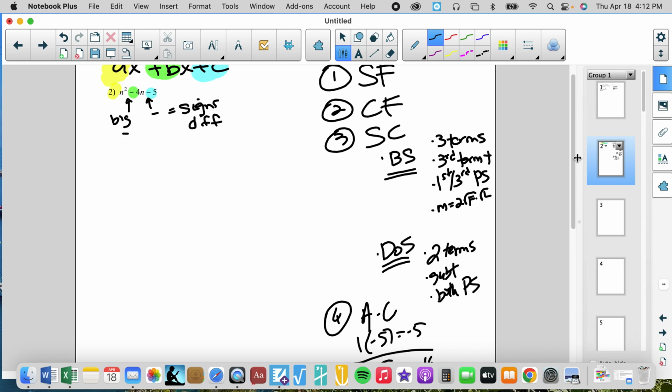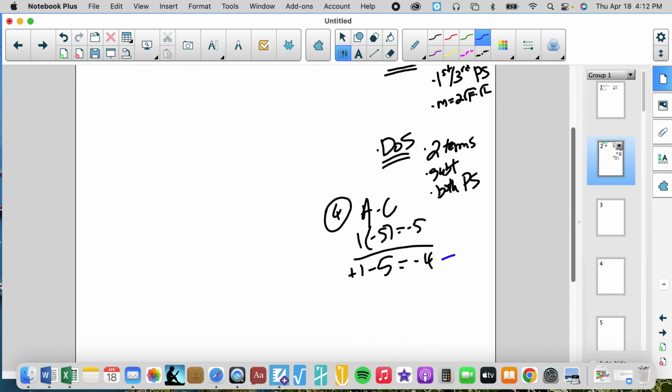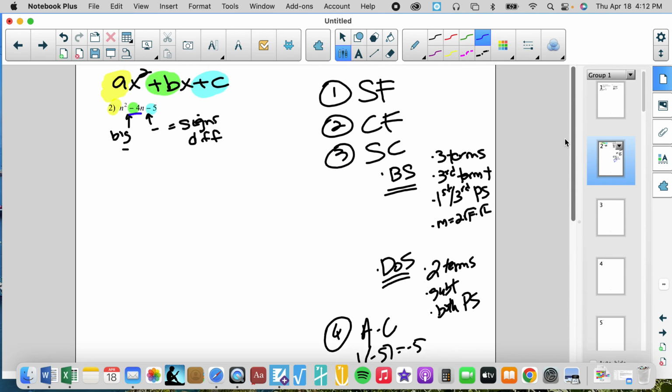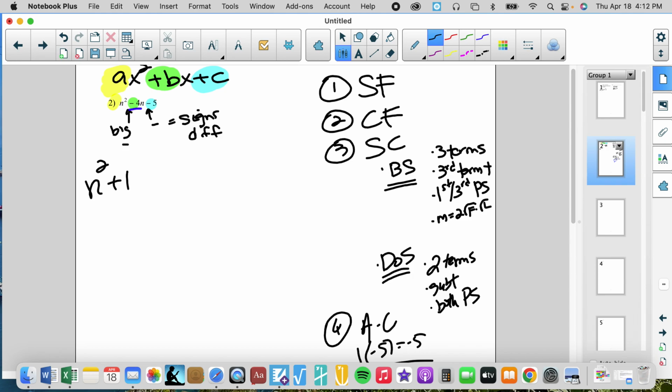Does this equal my middle term? My middle term is negative 4. Yes, it does. So these are my outside and inside coefficients, positive 1 and negative 5. So I'm going to turn this trinomial into a polynomial by using my outside and inside. I'm going to write plus 1n minus 5n minus 5. I'm just turning my middle term into the outside and inside right here.